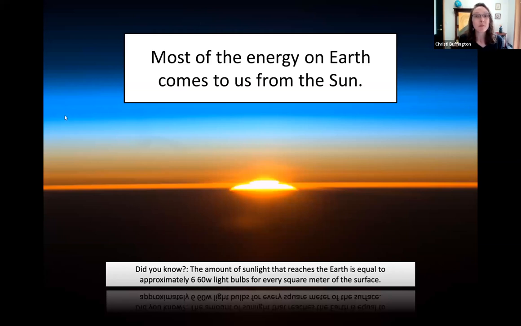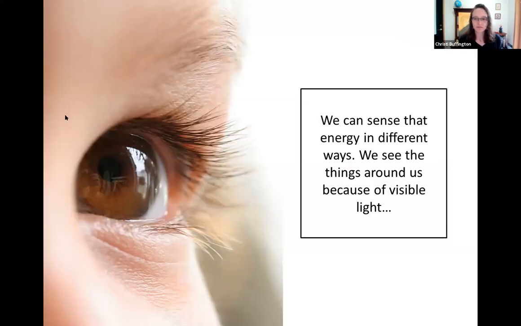We learned yesterday that most of our energy on Earth comes from the sun. And in 1 square meter, that would be about 6 60-watt light bulbs. And that is multiplied for every square meter of the Earth. We can sense that energy in different ways. We see because of visible light.